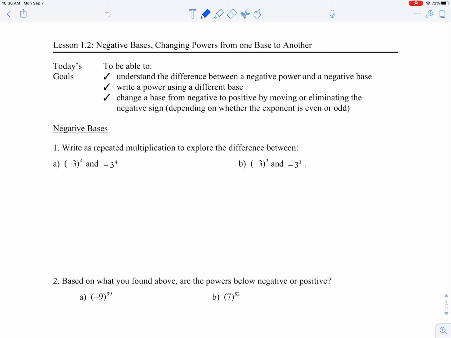Welcome to lesson 1.2, where we're going to be looking at what happens with negative bases, as well as changing powers from one base to another. So remember, the base is the bottom part of your power that's raised to the exponent. So the whole thing is the power, but this thing down here that I've drawn the square around, that's raised to the exponent, that's the base. So we're going to look at the difference between having a negative base and then having a negative power.